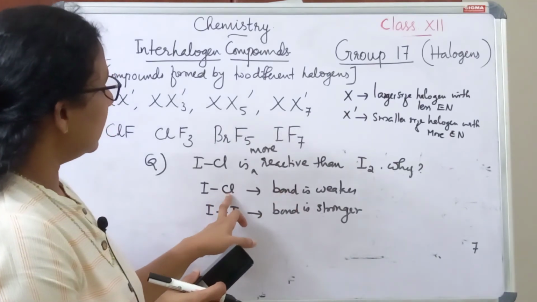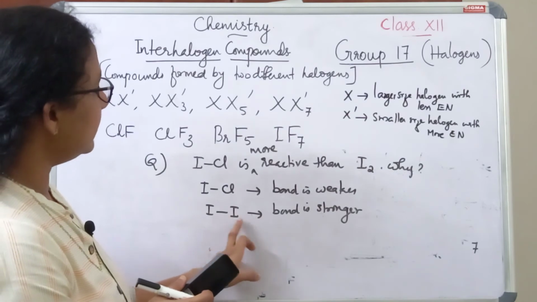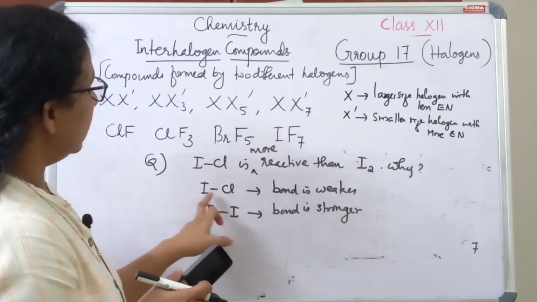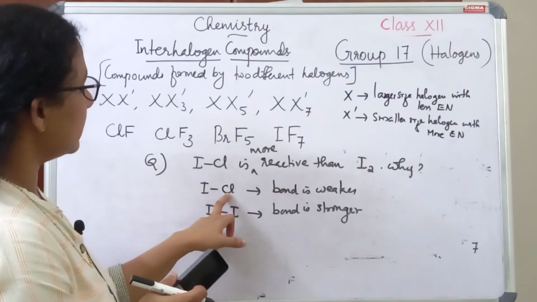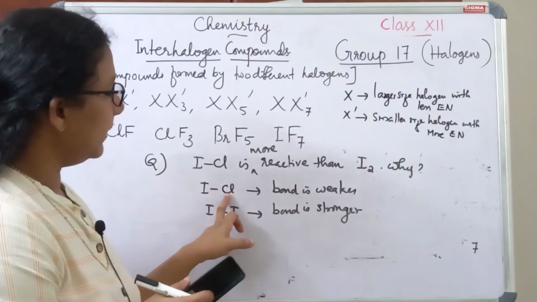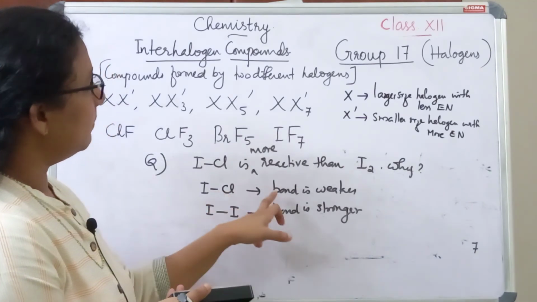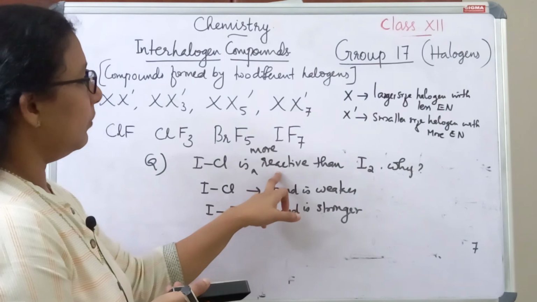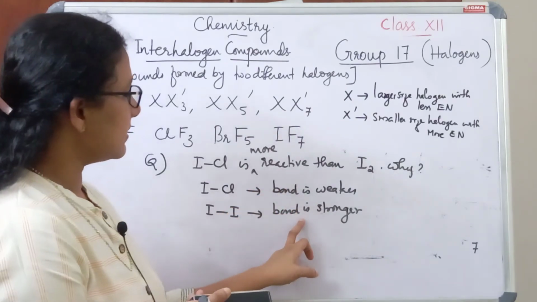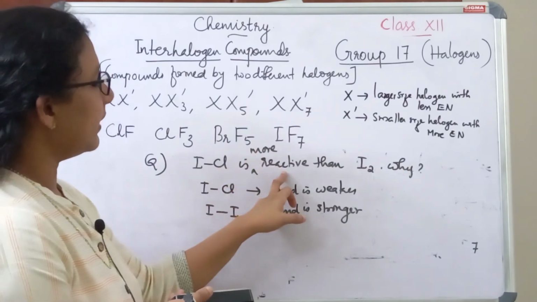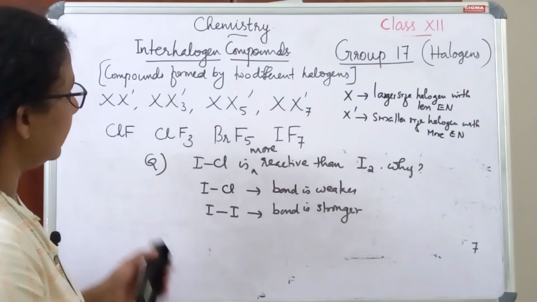So in the case of interhalogen compounds, the bond is weaker. In the case of I2, the bond is stronger. So the electronegativity difference is there in the case of interhalogen compounds. There will be more polarizing nature of the bond. So the bond is weaker and it will be more reactive. In the case of I2, the bond is stronger and it is less reactive. So ICl is more reactive than I2. So that is one question.